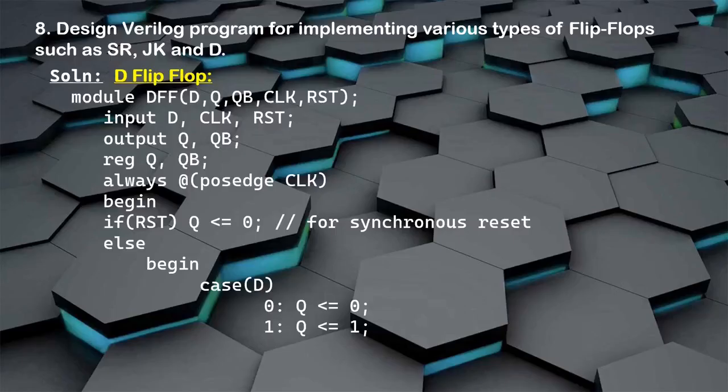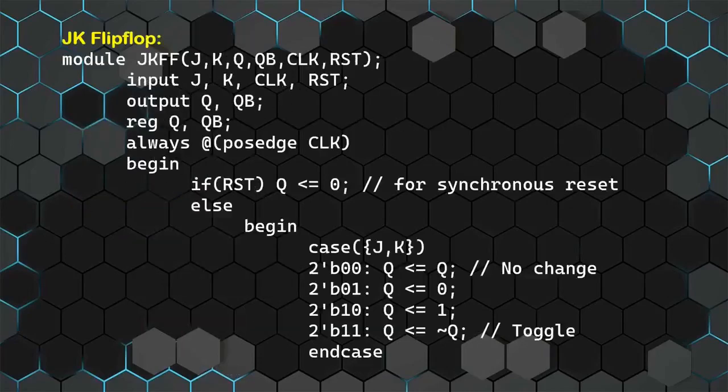Then we shall move on to the 8th question. The 8th question is to design a Verilog program for implementing various types of flip-flops such as SR, JK and D flip-flop. SR stands for set reset, JK stands for Jack Kilby flip-flop, and D stands for delay flip-flop. Let me tell you what SR, JK and D flip-flops are.